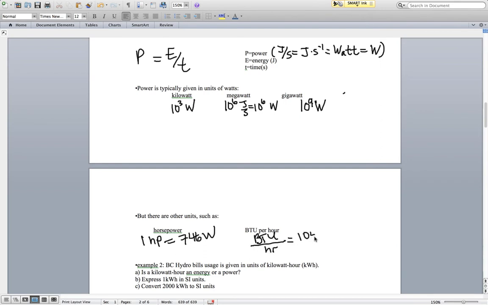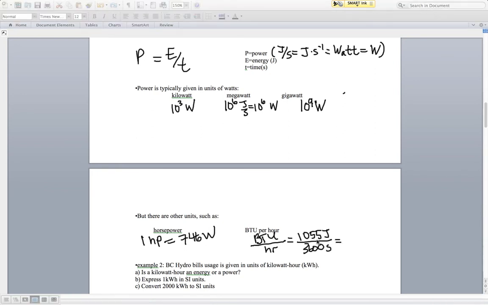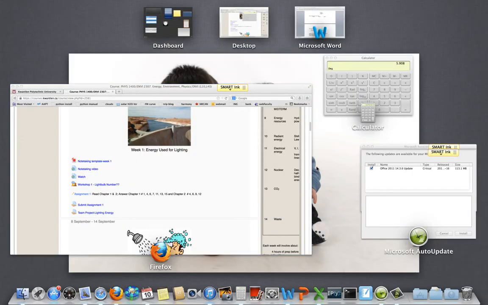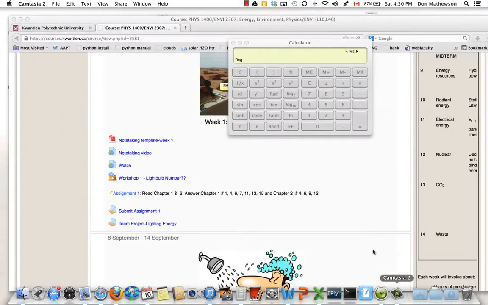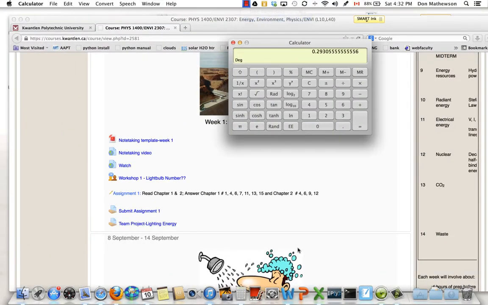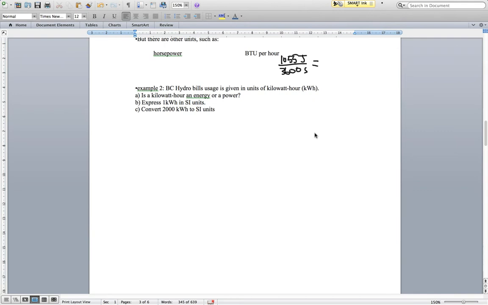Okay, well, I said I'd leave it as an exercise, but here it is. So you can see this is going to be about 1/3 of a watt, because you just do the division here. So let me pause this again. Okay, so calculation shows this is equivalent to 0.293 joules every second, or 0.293 watts.